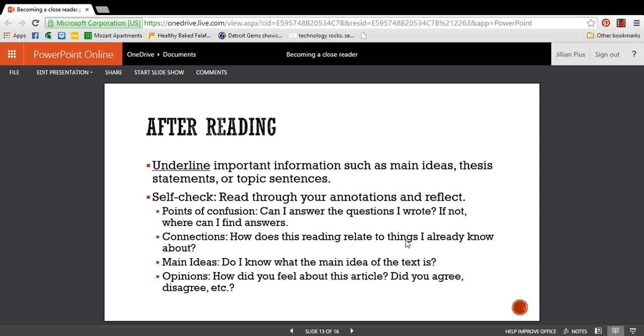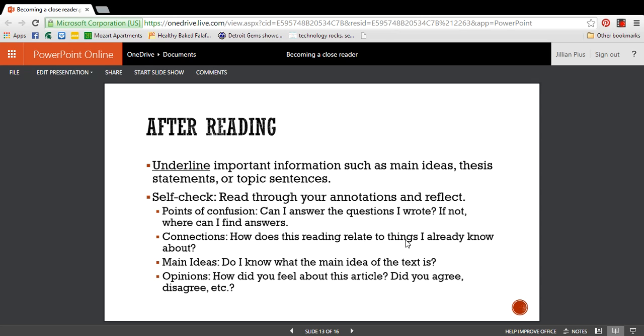As a close reader, your job is not done once you finish reading. There are things you have to do after reading as well to further understand the text. First, you're going to underline important information such as main ideas, thesis statements, topic sentences. And then you're going to do a self-check. You're going to read through the annotations and reflect on what you wrote.